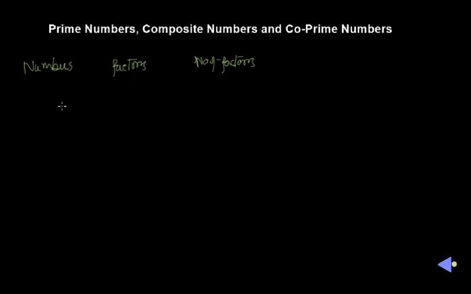So let us take the numbers 1, 2, 3, 4, then 5, 6, 7. Again, skip to 12 and 16, suppose. So, what is the factor of 1? We can say that 1 times 1 means 1. That is, the factor of 1 is only 1. There is no other factor.